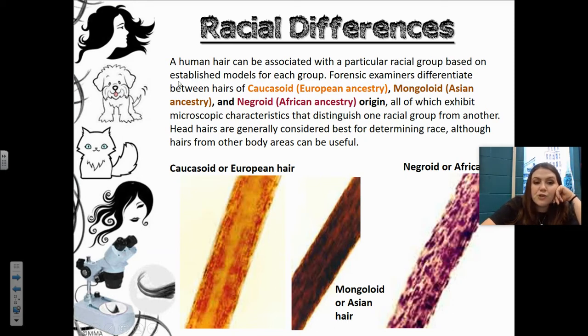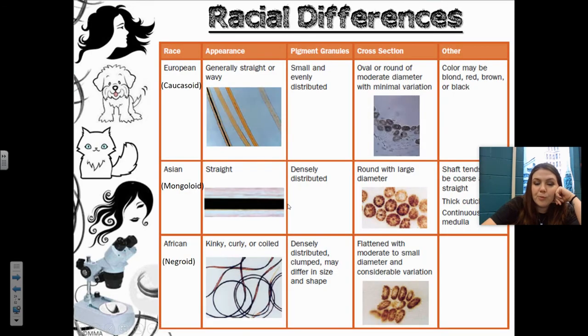So a human hair can be associated with a particular racial group based on established models for each group. Forensic examiners differentiate between hairs of Caucasoid, Mongoloid, and Negroid. Those are their names for the breakdown, all of which exhibit microscopic characteristics that distinguish one racial group from another. Now, again, if you're a mixture of races, then we're probably not going to be able to match your hair. They might be able to tell that you have Caucasoid ancestry, but it's not a perfect science by any means. They have looked at enough hairs to have these 3 main categories, and we'll break them down.